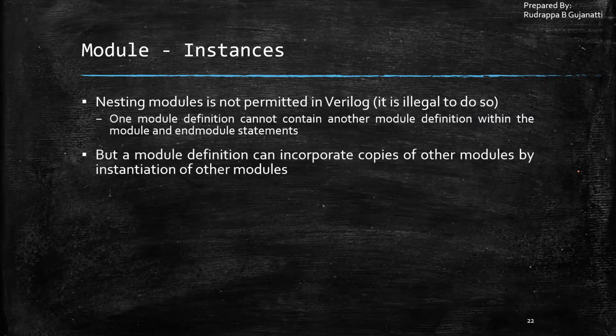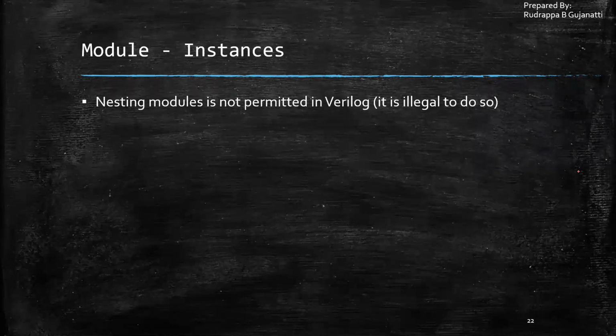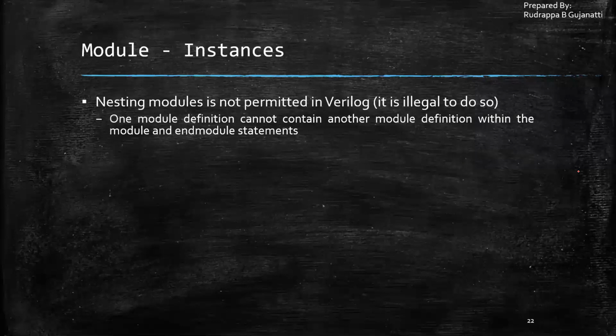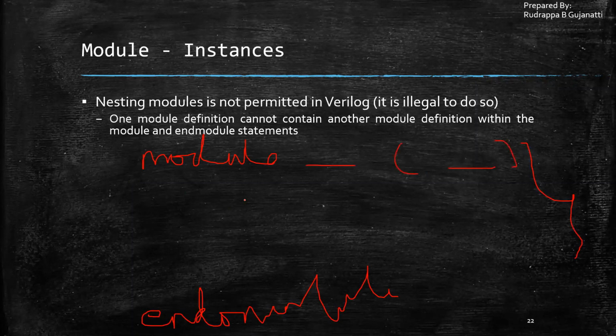So here, what it implies, let us check. We cannot contain one module definition within another module definition. Whenever we have to declare a module, we use the keywords module and endmodule. Within this, we write the logical implementation of the required functionality. Here we have the module name, then the terminal list. Within this, I cannot have another module and endmodule. This is not permitted.